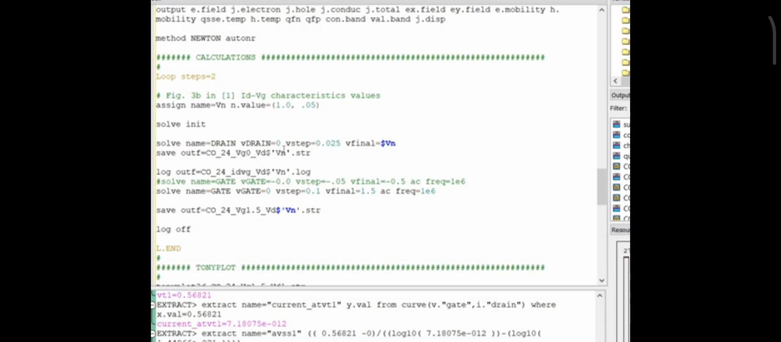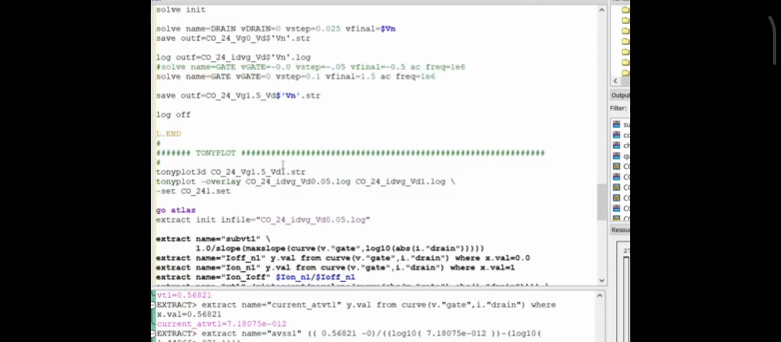Save the structure file. Next, save the log file. You can observe these two files with the help of the Tonyplot statement after the loop ends, in which I am using the Tonyplot overlay statement. This means we are plotting two different curves in one graph.